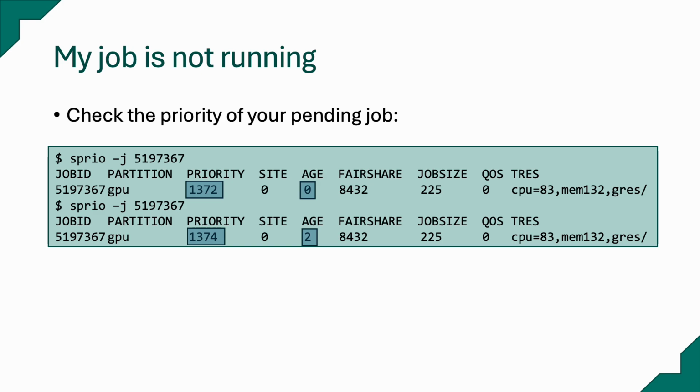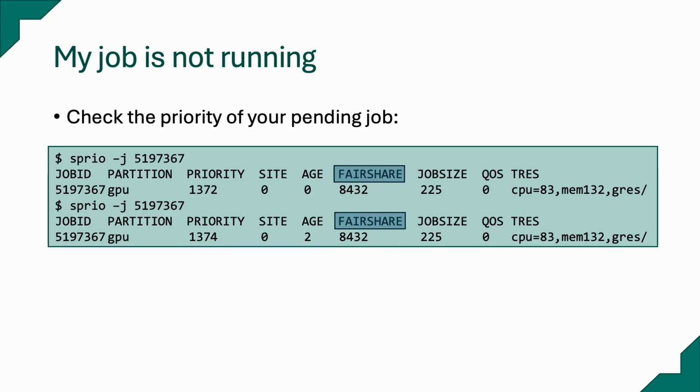The command sprio is used to view the priority of pending jobs. In the example here, we have the command run twice on a pending job. As you can see, the priority increases as age increases, to help ensure that jobs don't get stuck indefinitely in queue. Age is the length of time that your job is seated in queue. As you would imagine, jobs with higher priority will run first.